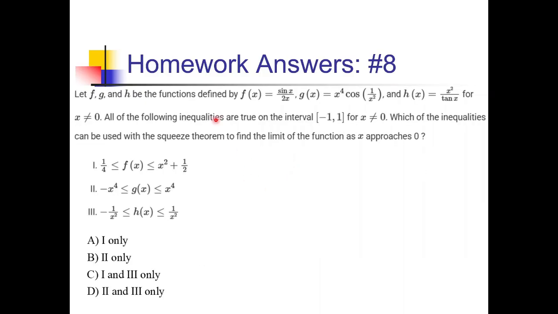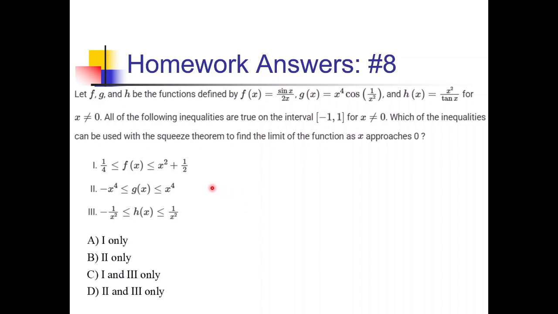On this problem, they're giving us 3 functions, f, g, and h. Those are these crazy trigonometric algebraic sort of hybrid functions here. And these are all true for x not equaling 0. And they're also telling us that the 3 inequalities given in these Roman numerals are also true on the interval from -1 to 1 for all values of x not equal to 0.